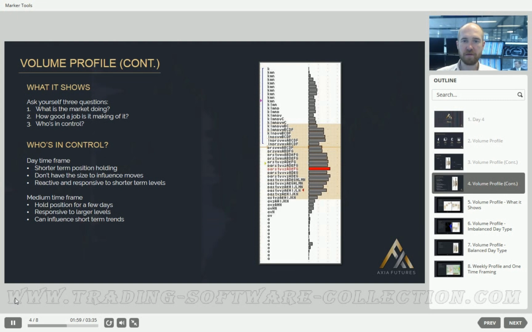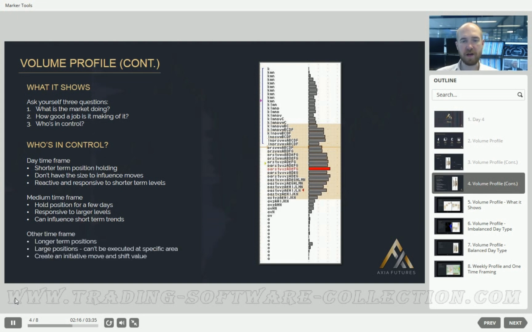They will hold their positions for a few days. As I say, they're going to have a little bit of influence, more so as they get out of trades en masse when they break over certain levels. And then finally, you have what's known as the other time frame.